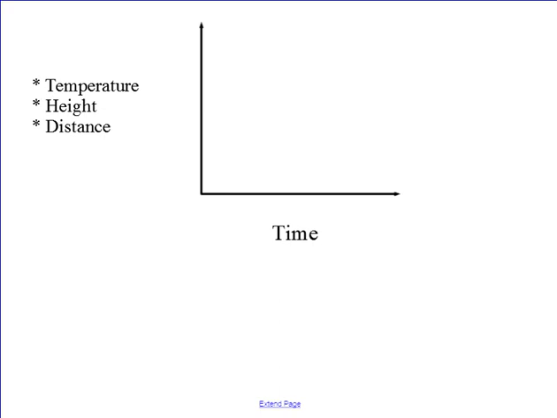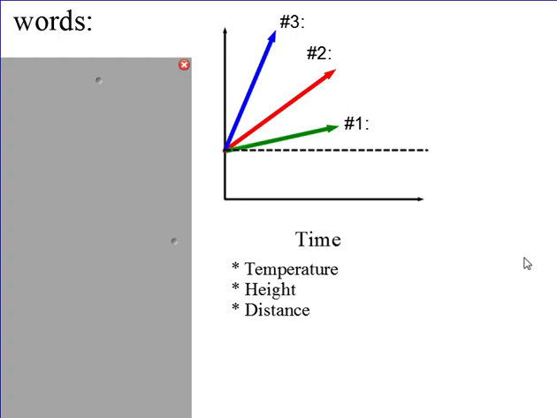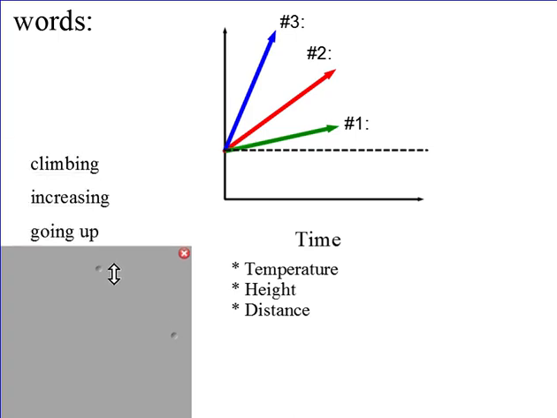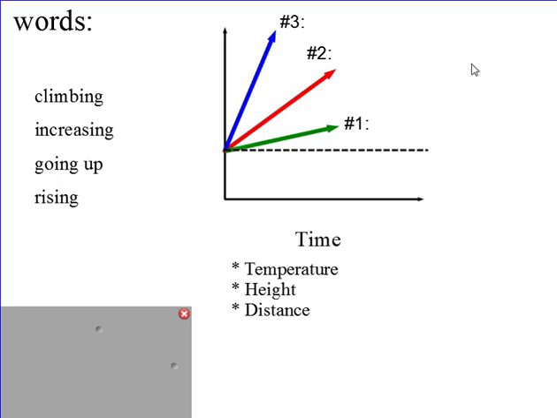So we need to get some words to go with what we're looking at. Here we have 3 lines, and they're all going basically in a positive direction. We're going to take this in relationship to temperature, height, and distance. Instead of positive, we might say climbing, like a climbing or increasing temperature, or that distance or height is going up, or temperature is rising. These are great words for us to use when we talk about things that are going up.